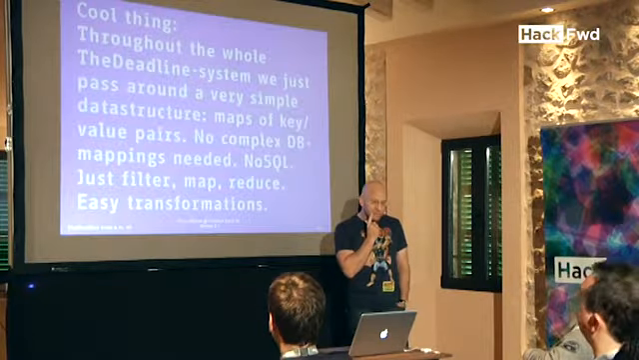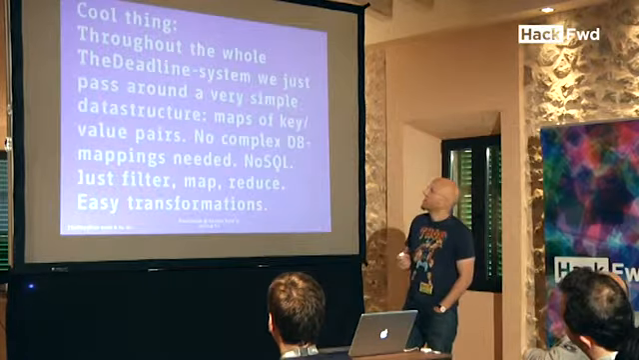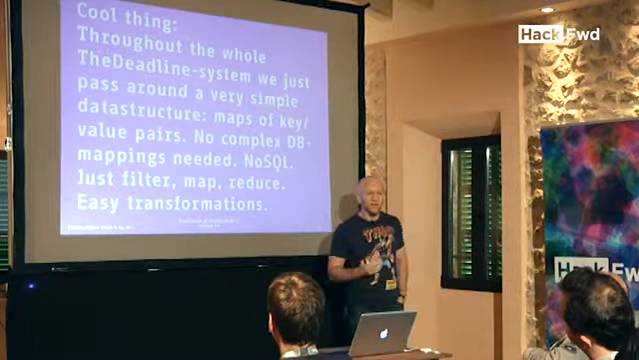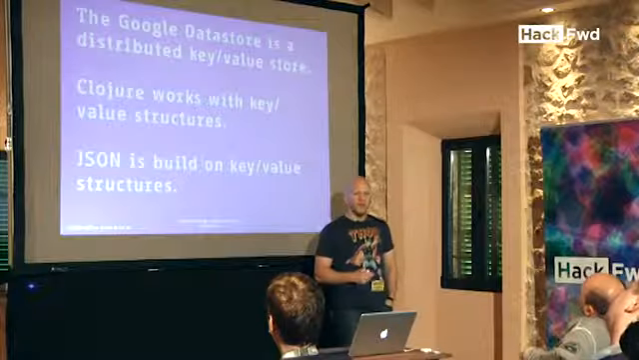So cool thing is that throughout the whole Deadline system, we pass around very simple data structures. We have maps of key value pairs, no complex DB mappings like in Java programs with Hibernate and all this. No SQL in the end. We just have the functional operators like filter, map, reduce, and we have easy transformations, so we can take maps, apply functions on them, and transform them into other kinds of data structures. And so it's really natural what we are doing there.